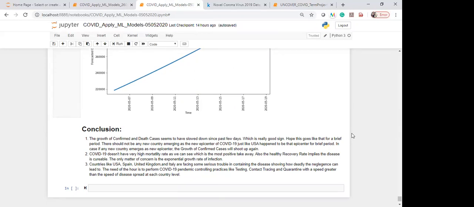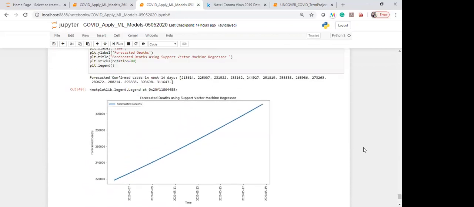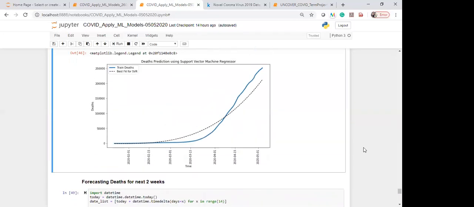And countries like USA, Spain, United Kingdom and Italy are facing some serious trouble in containing the disease, showing how deadly negligence can be. So there's a need to perform these pandemic controlling practices like testing, contact tracing, and quarantine with a speed greater than the speed of disease spread at each country level. So that's my conclusion from this analysis.